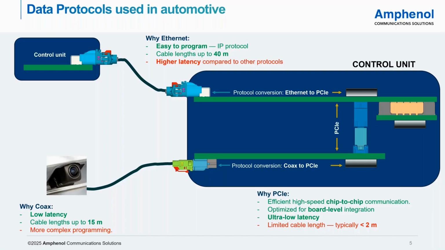When we go to Ethernet, Ethernet has an IP protocol which can be programmed easily. It can travel over much longer lengths, but it has a higher latency. With coax, we have again a low latency. It can travel also over long lengths, but it's more difficult to program. Now, why I'm saying this is because if you look at software-defined vehicles, the software will become more and more important in the car. It will also be a cost driver for the car. So making the software easier and simpler will be an objective for the future, where Ethernet might start to play a more important role.